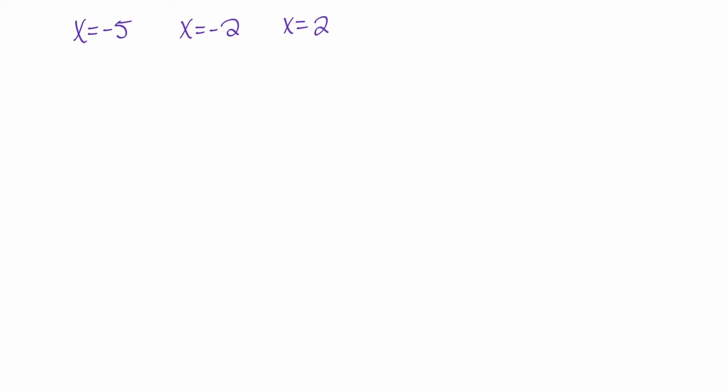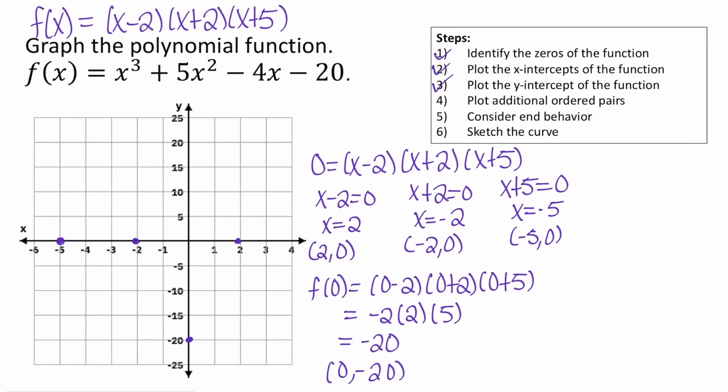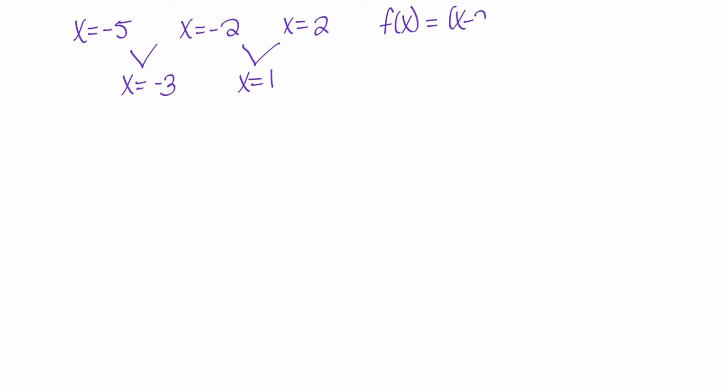So between negative 5 and negative 2, I'm going to pick the point x equals negative 3. Between negative 2 and 2, I'm going to pick x equals 1. So when we do x equals negative 3, I'm just going to write f of x up here just so we remember. So we have x minus 2 times x plus 2 times x plus 5. So I first do f of negative 3.